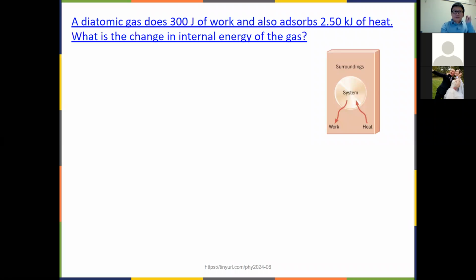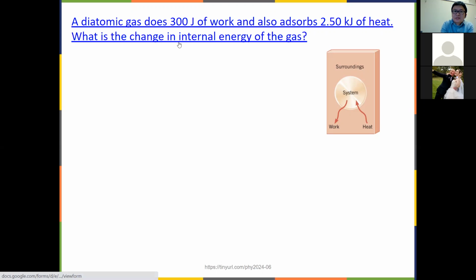All right, so let's take a look at the first example on the first law of thermodynamics. We'll be looking at a diatomic gas system here. It says this gas does 300 joules of work and also absorbs 2.5, okay, so this is kilojoules. Make sure you pay attention to the unit here. Kilojoules of heat. What's the change in the internal energy of the gas?